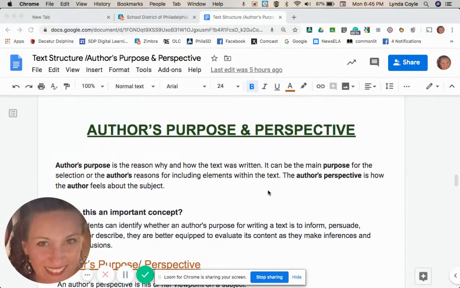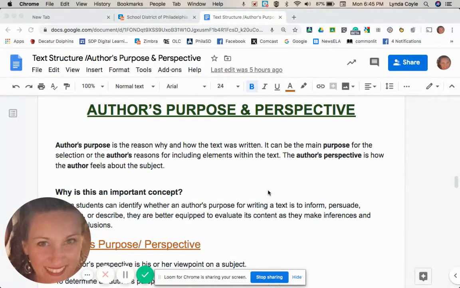Next, author's purpose and perspective. An author's purpose is the reason why and how the text was written. It could be the main purpose for the selection, or the author's reasons for including elements within the text. The author's perspective is how an author feels about the subject.